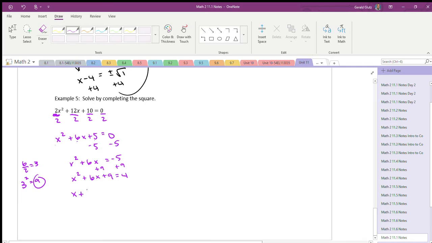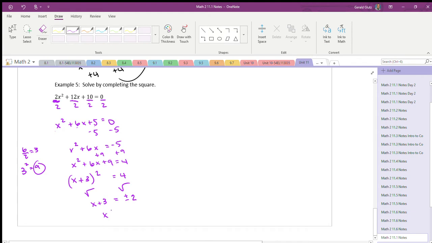So x plus 3. So again, the sign in here will always be the same as the one after x squared. And that's squared equals 4. Take square root. So x plus 3 equals plus or minus. We already know the square root of 4 is 2, so it's going to be plus or minus 2. Subtract 3 on both sides and you get x equals negative 3 plus or minus 2. So x is equal to negative 3 plus 2, and x also equals negative 3 minus 2.